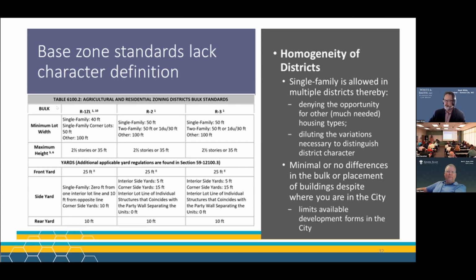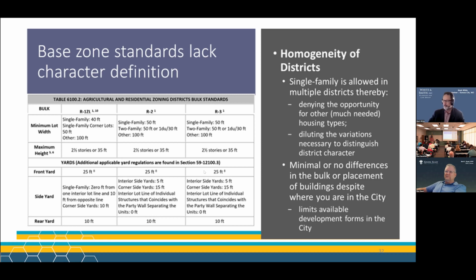One is a lot of our zoning districts are homogeneous. You look across, for example, minimum lot width here in R1CL, R2, R3, they're pretty similar, 40 to 50 feet. Here you can have two family with different categories. The building height is the same across, the front yard's the same.